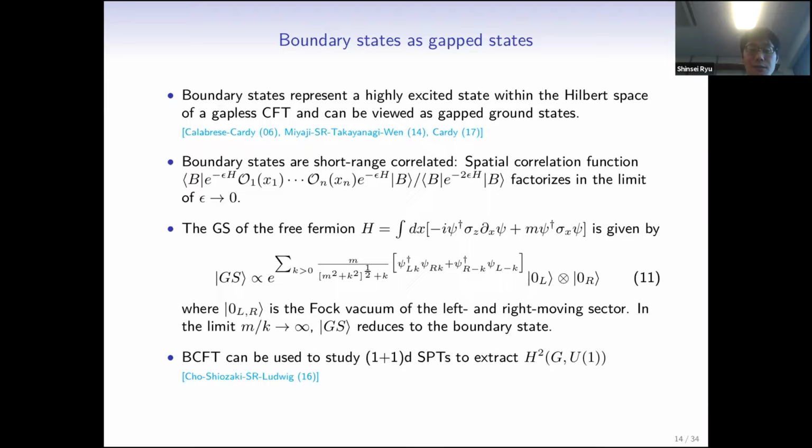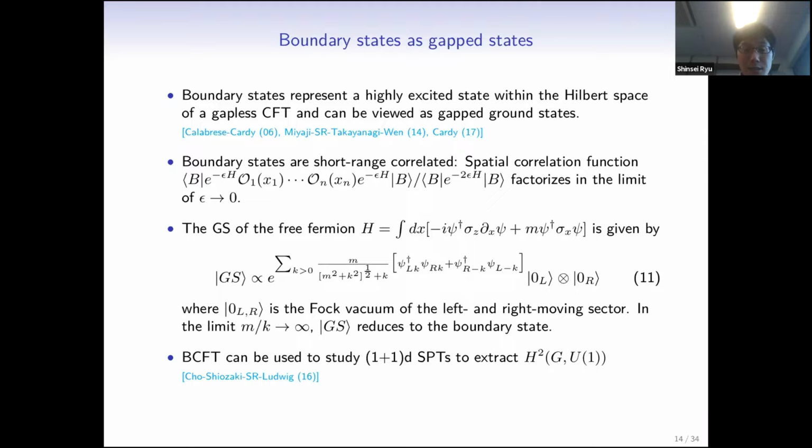To convince you further, consider a gapped fermion, a massive free fermion theory here, where psi represents left and right spin. You can construct the ground state of this Hamiltonian explicitly, which is here. Once you take the limit where this mass is very big, this part reduces to just the sign of the mass term because k goes away. And that is nothing but the state satisfying this condition. That's the boundary condition for free fermions, the conformal boundary state for free fermions.